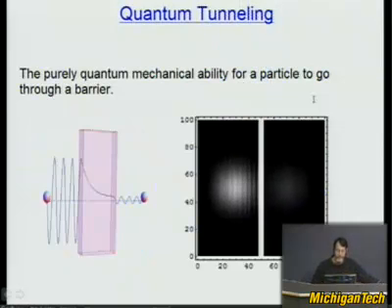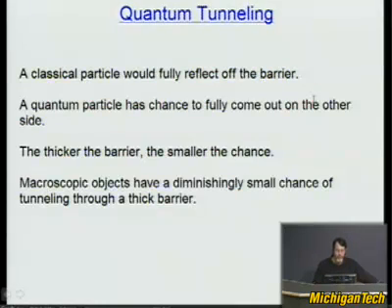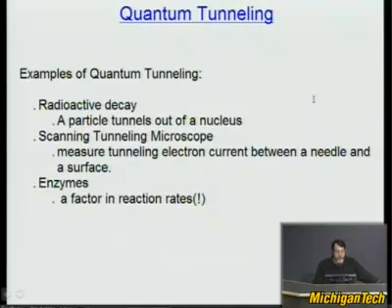Typically, the thicker the barrier, the less chance it will tunnel through. Barriers can be relatively opaque. Macroscopic objects have a diminishingly small chance of tunneling through a thick barrier. Quantum tunneling, though purely a quantum phenomenon, is important for everyday life.